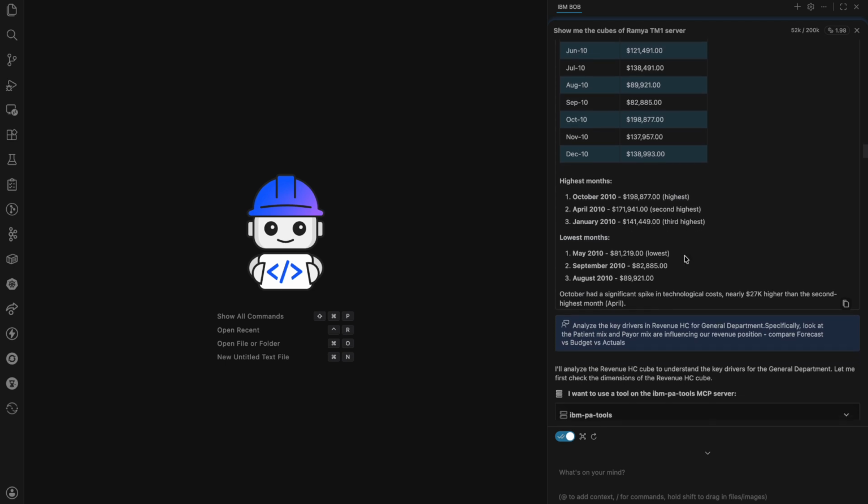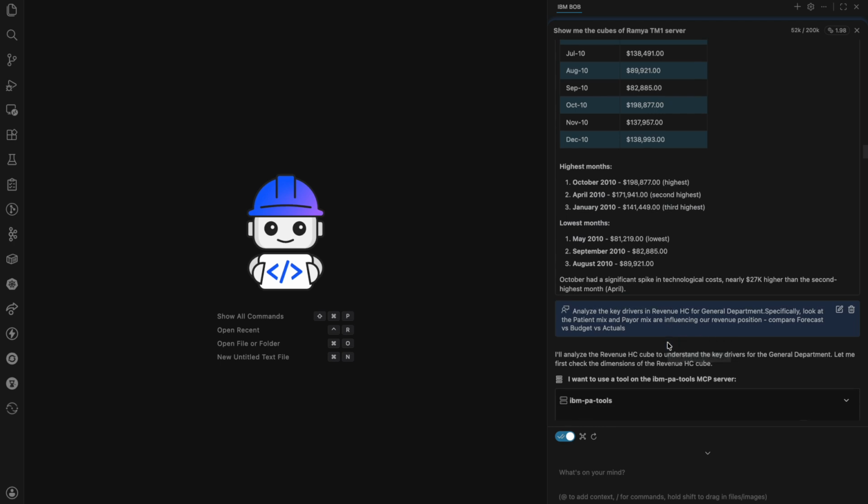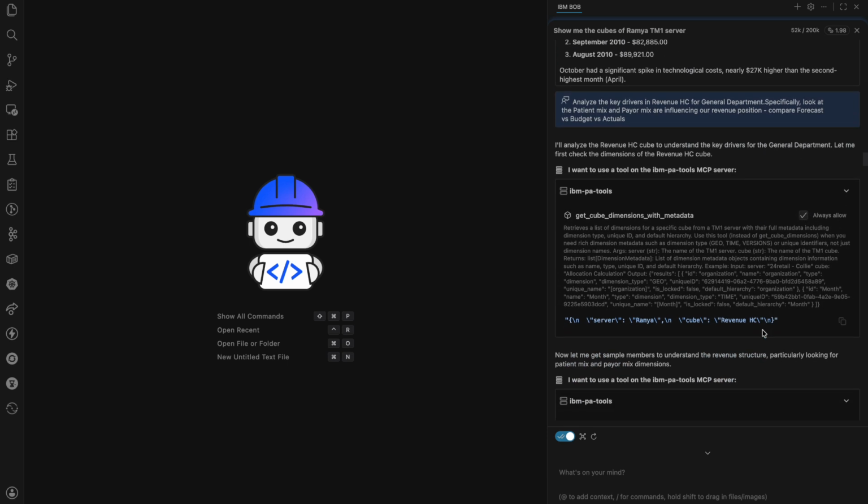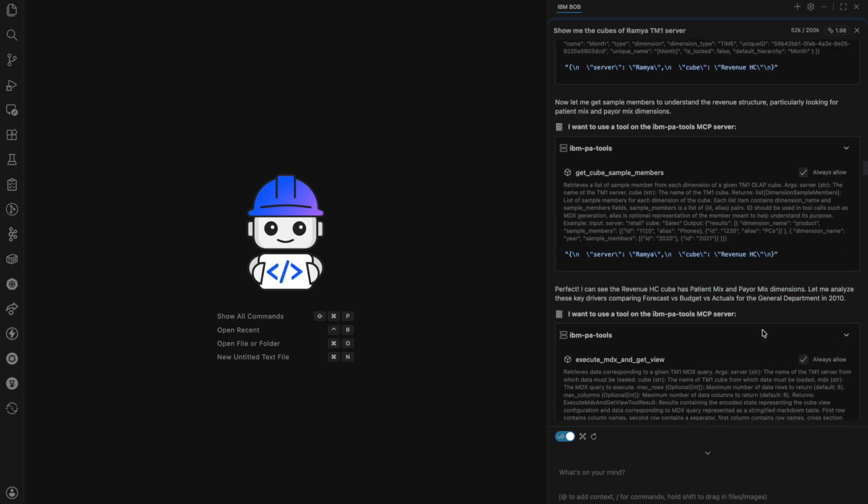Next, he wants to analyze the key drivers in the revenue HC for the general department, specifically looking for the patient mix and the payer mix, which are generally key influential factors in the revenue position, comparing the forecast, budget, and actuals to understand the accuracy of the plan.